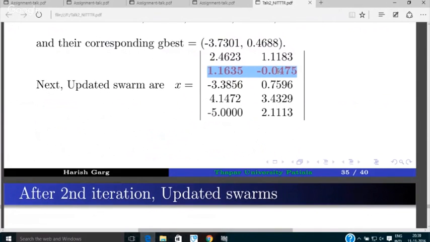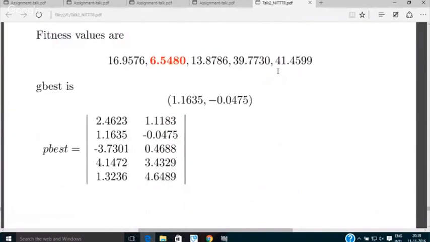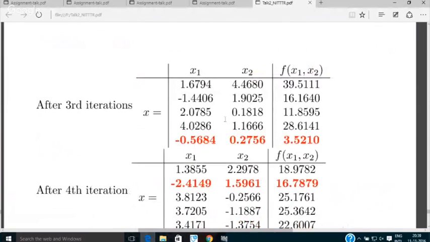The new global best is 1, 0.35 and minus 0.0475. Then again P best is the same. Compare this value with the previous value. If you find the minimum, update, otherwise not. Now again you get the G best value and the P best value, find equation 1.5 again, and then after the third equation you will get this number.